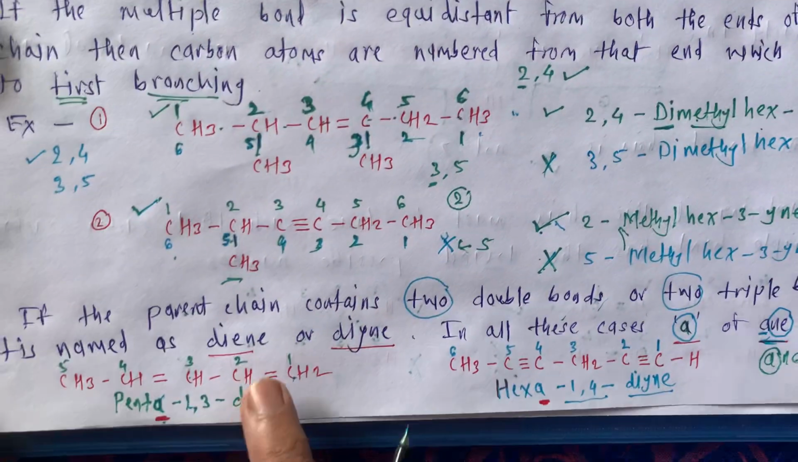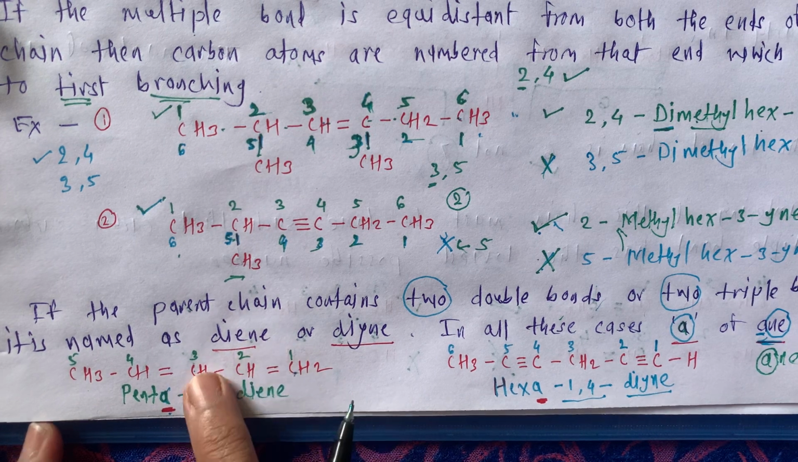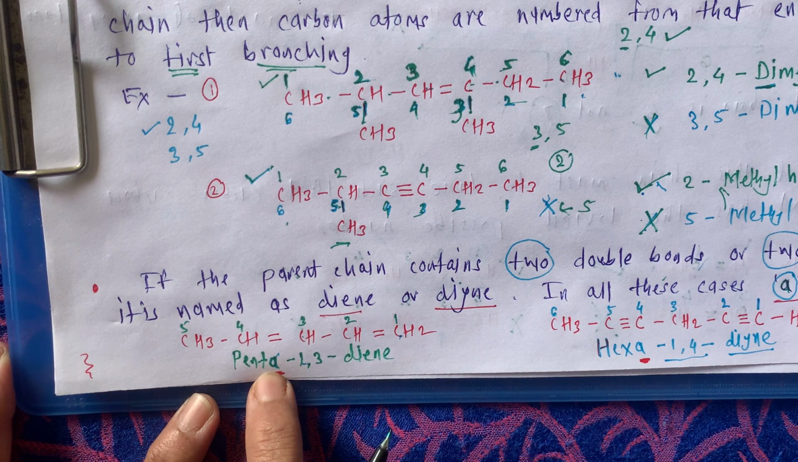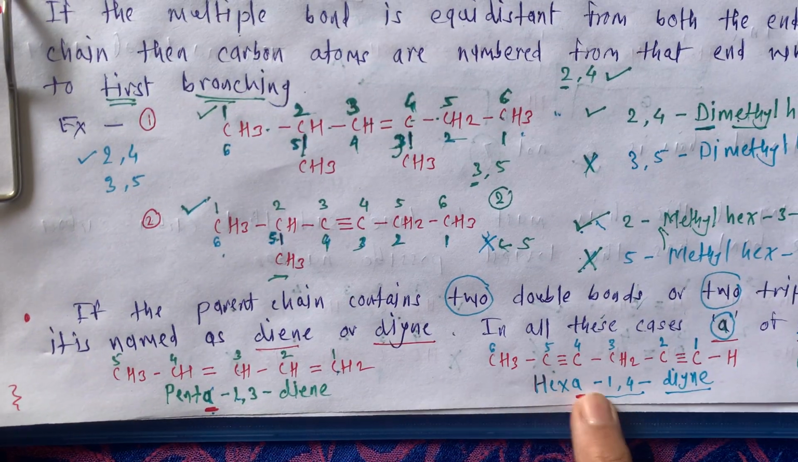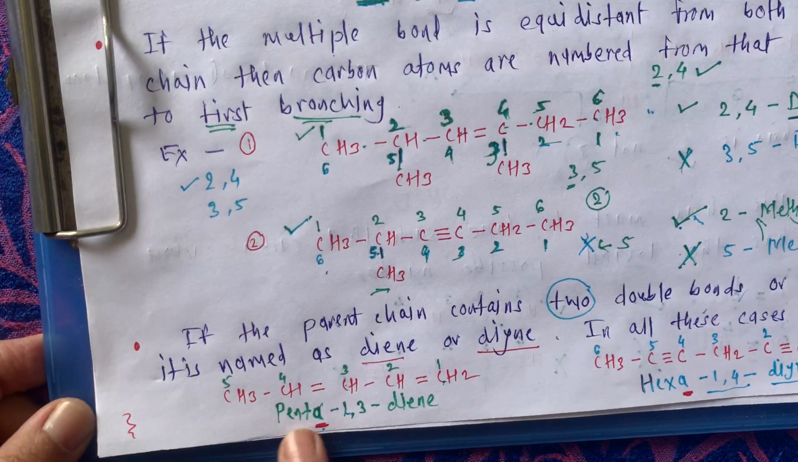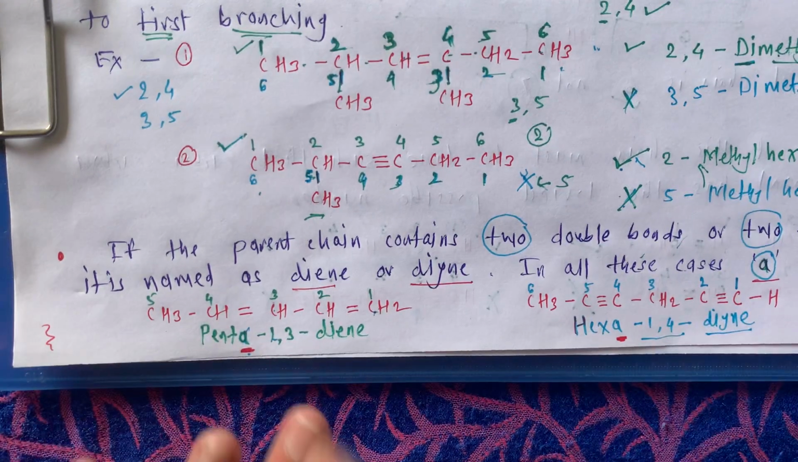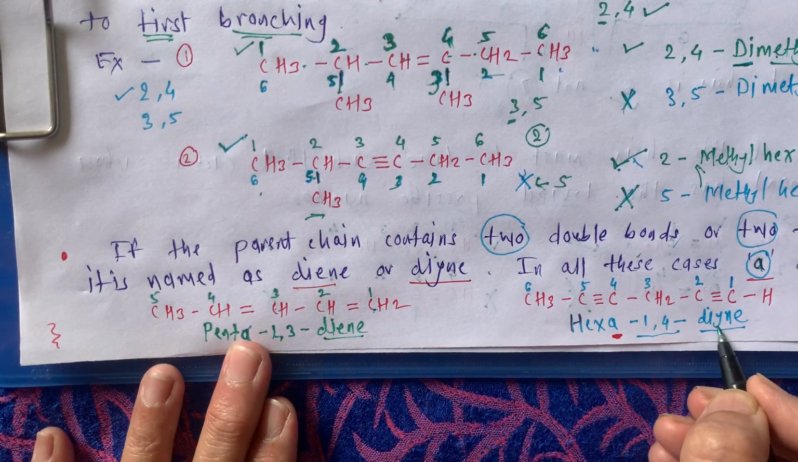But when there are 2 double bonds like this or 2 triple bonds like this, then you have to retain this A. So that is penta, or here it is hexa instead of hex. Here it is penta instead of pent. Are you getting this point? And then we are going to mention it as diene.